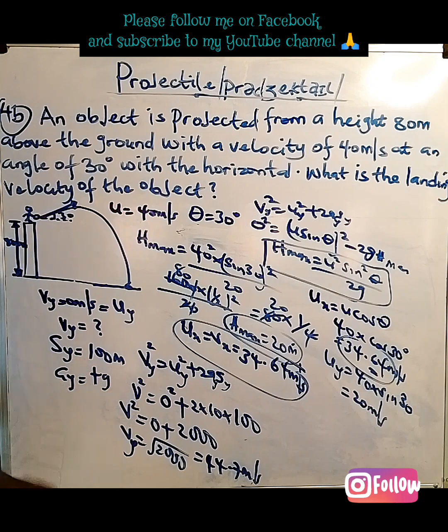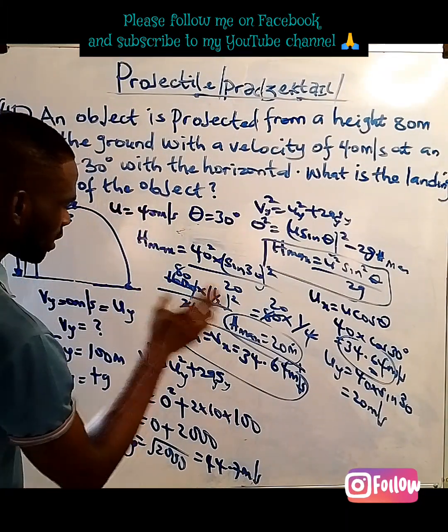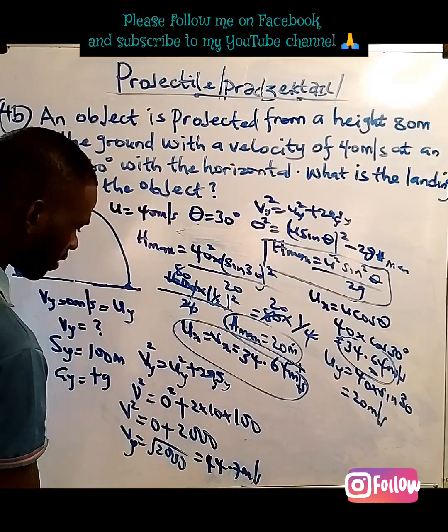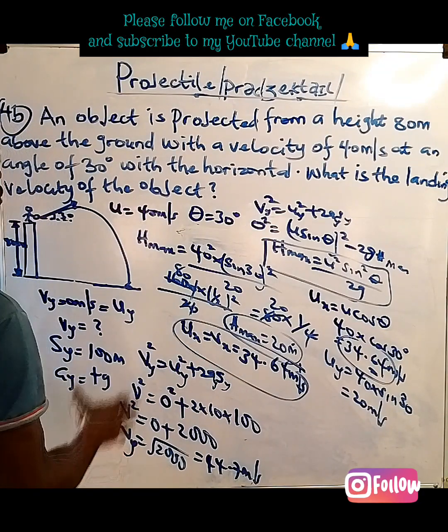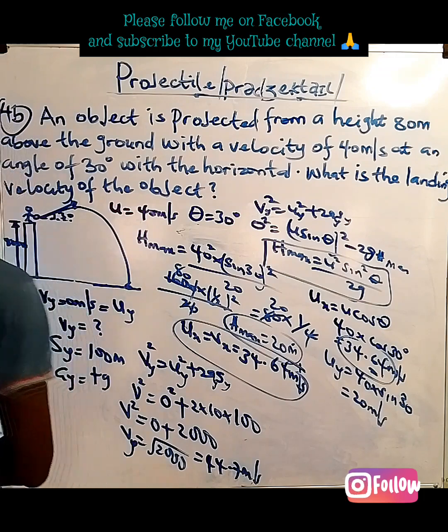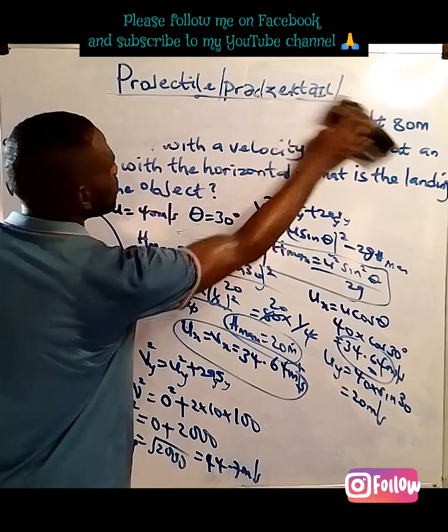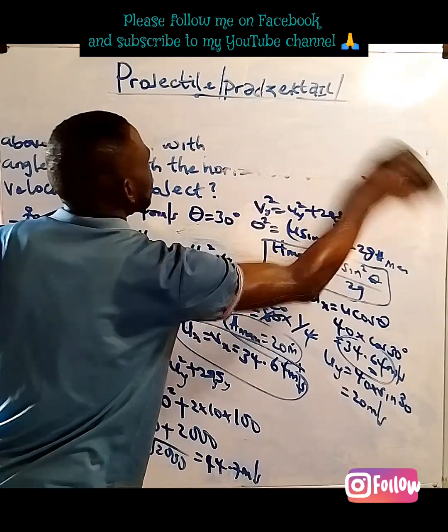The next thing we're going to do, since we have the final velocity to be 44.7 meters per second and the initial velocity is 34.64 meters per second, is bring them together to get our landing velocity. That's the next thing we're going to do. So we take up this very space.